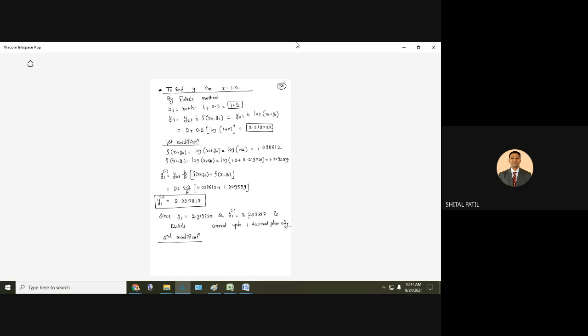Second modification. Great. So for that f of x1, y1 raised to 1 is required. That is log of x1 plus y1 raised to 1, that is log of 1.2 plus 2.232817. Someone tell me what this comes to.